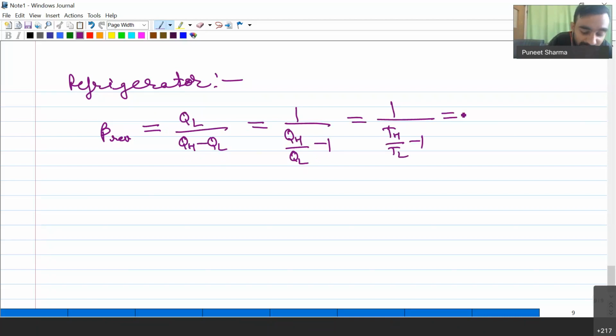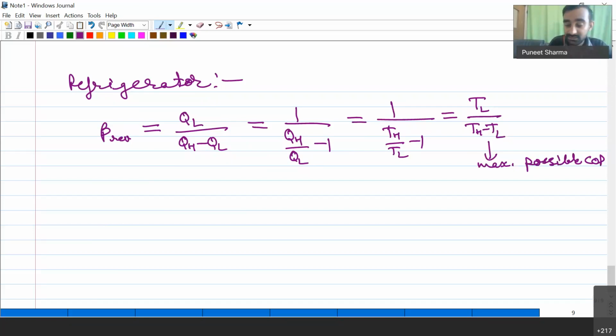And finally I'll be finding that the COP of the reversible refrigerator is nothing but equal to TL divided by TH minus TL. So once again, this is the maximum possible COP of the refrigerator.